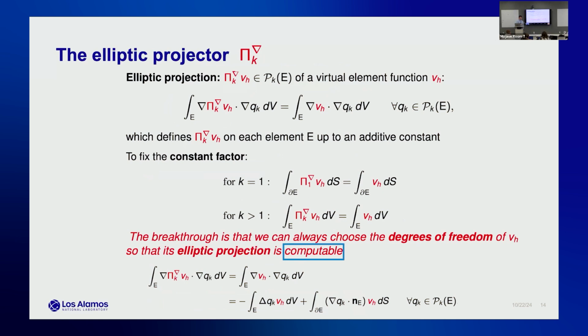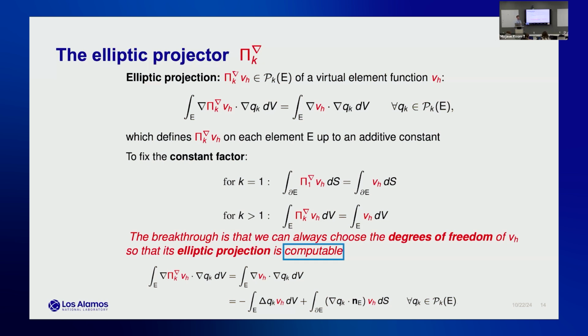It is defined with this inner product that induces the H1 semi-norm. Of course, this is only defined up to a constant. We can fix the constant using these two equations shown in the middle of the slide. The breakthrough here is that we can always choose the degrees of freedom so that the elliptic projection is computable. This pi k nabla is computable.